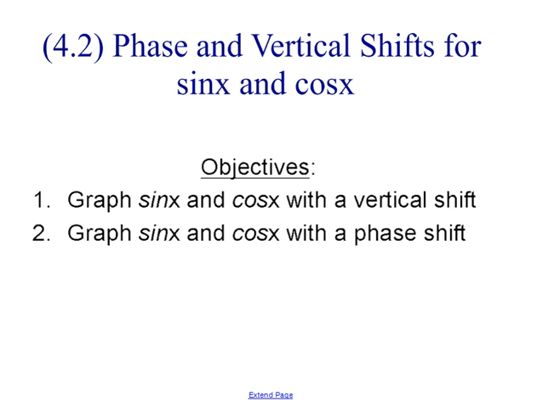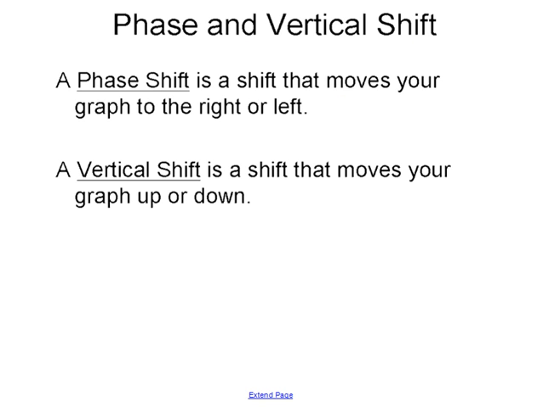Alright, so today we're going to be graphing some more sine and cosine graphs, but adding in phase and vertical shifts. So take a second, jot down what these are. If you need to pause the video, pause it. But a phase shift is a shift that moves your graph right or left. Vertical sounds like vertical, means up or down.